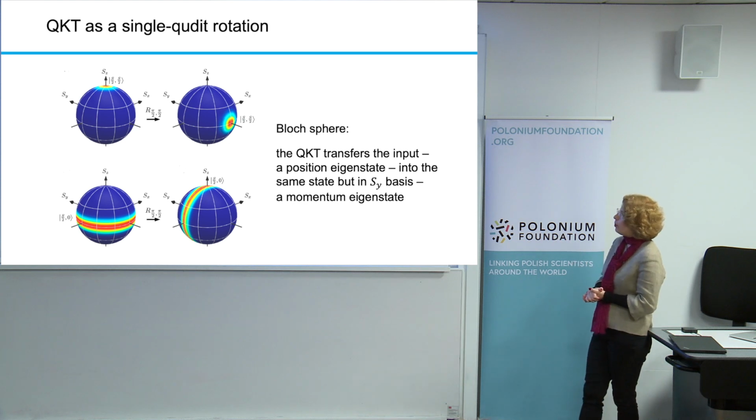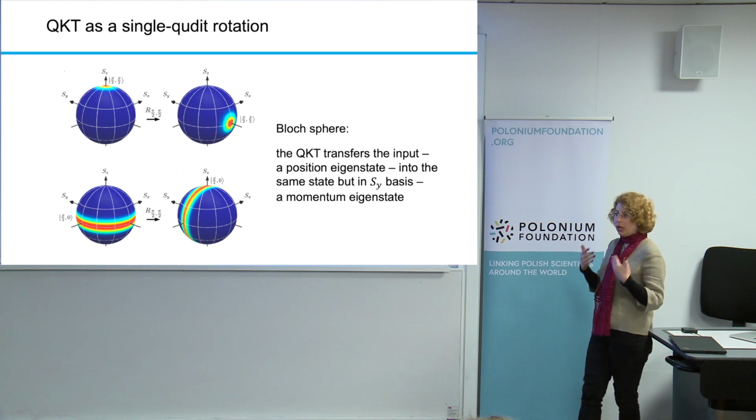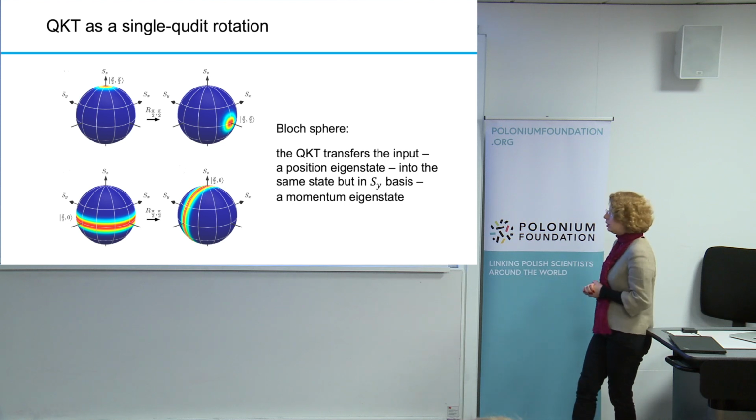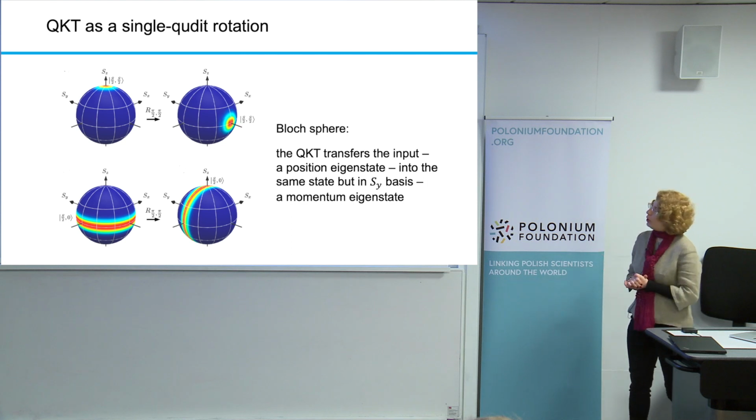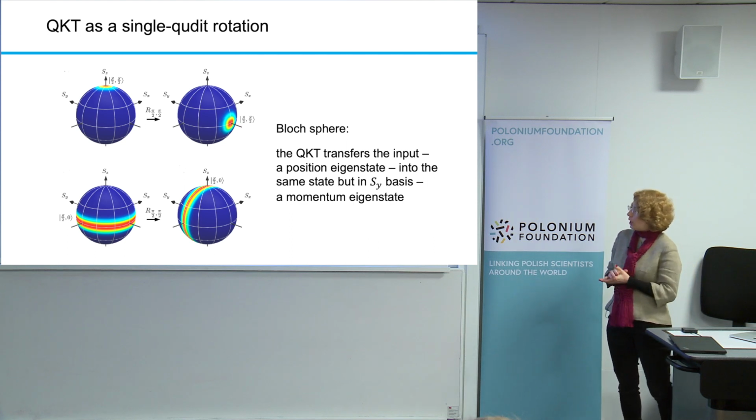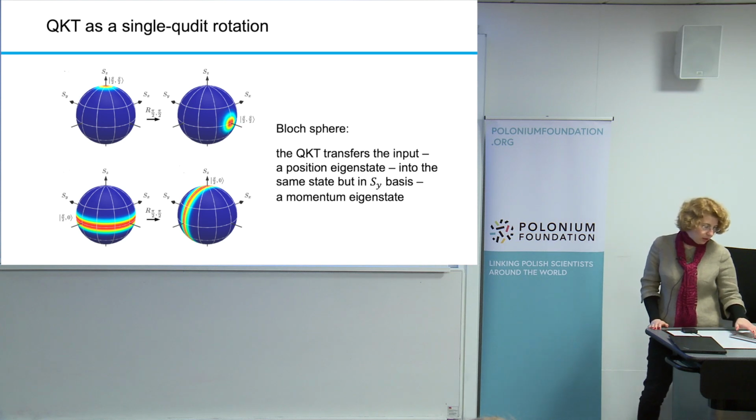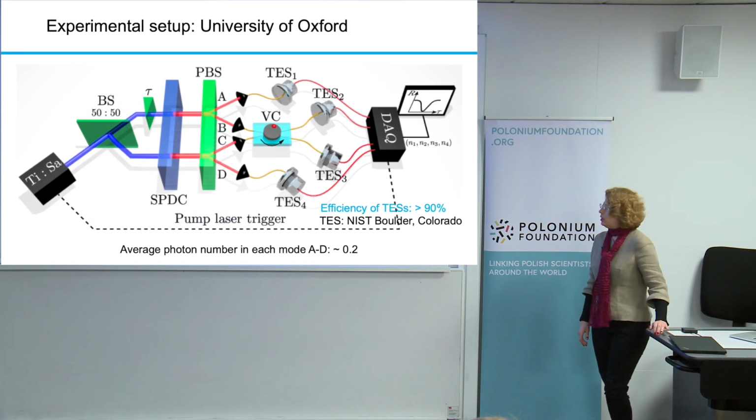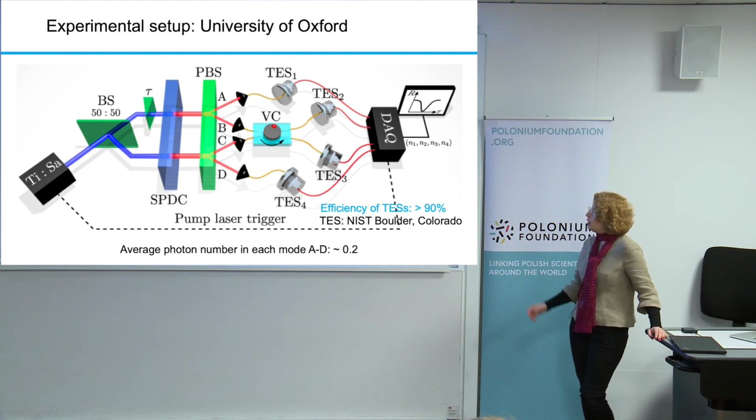For the full transform, the pi/2 angle, we simply transform a position eigenstate into some other spin component eigenstate, for example a momentum eigenstate. So this all follows the analogy and the intuition that we have from the usual Fourier transform, which happens on the plane. Here we exist in a curved space, in a Bloch sphere. All this has been tested using the equipment which was available, which still is available at Ian Walmsley's group.